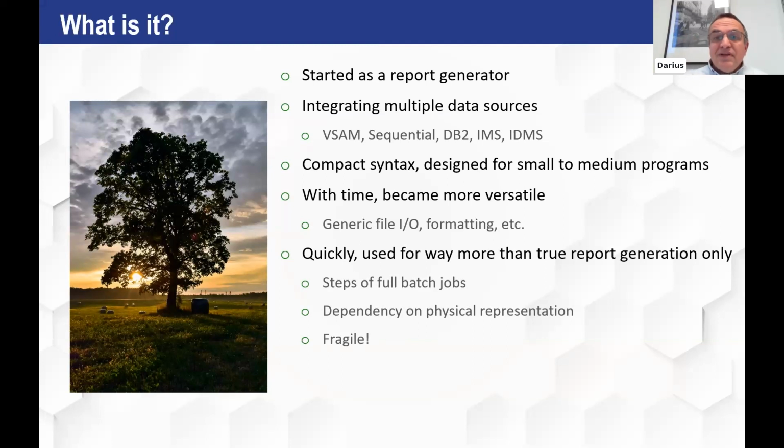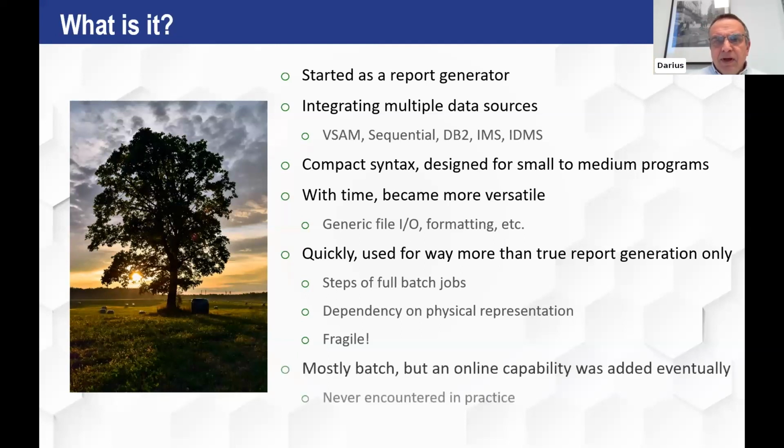What happens is that it got used to implement steps of full batch jobs. In other words, the output was not meant to be just read by a human, but to be processed by another piece of software, which then depends on absolute positioning of the physical representation of the data. Every space, every dot, every period was becoming significant. And that made the replacement of Easytrieve by another reporting tool a super, super fragile proposition.